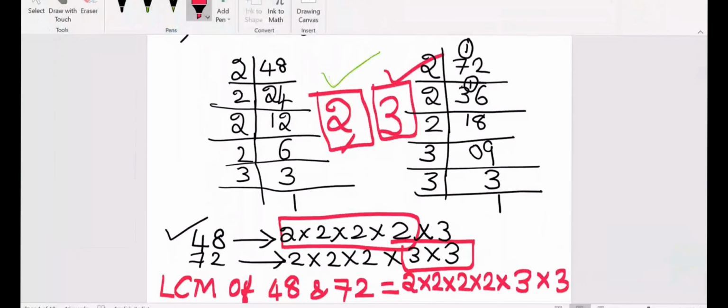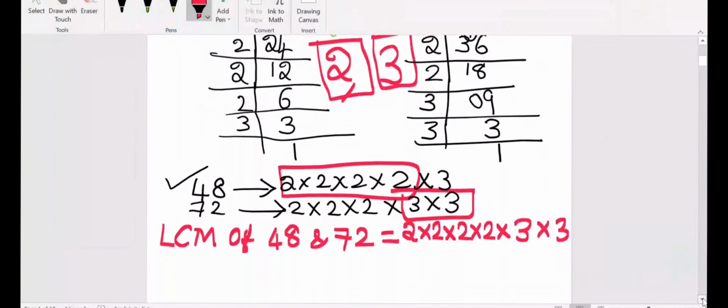So we are taking 2 and 3. How many times is it repeated? The maximum number of times is taken to calculate LCM of 48 and 72. Hope all are following me. You should do it with me to understand.